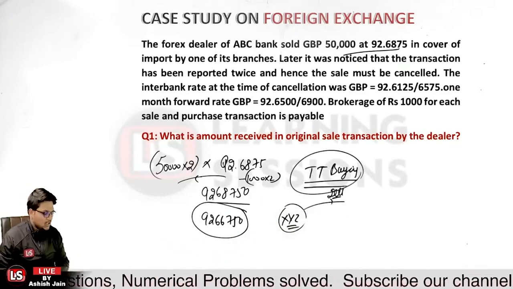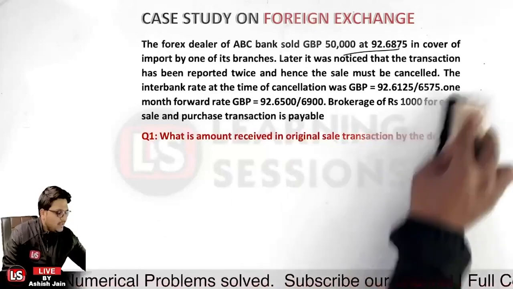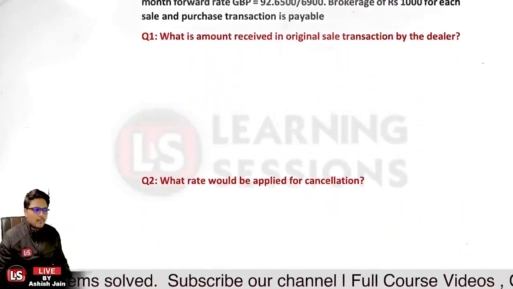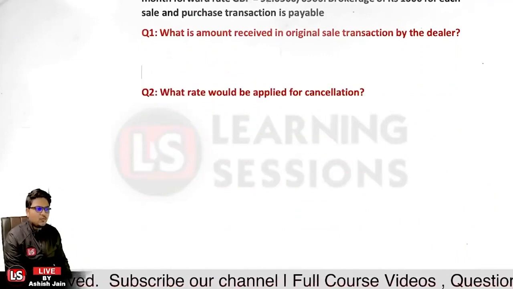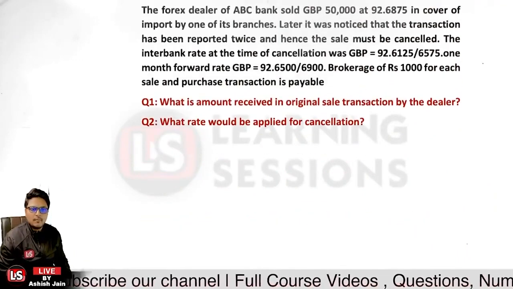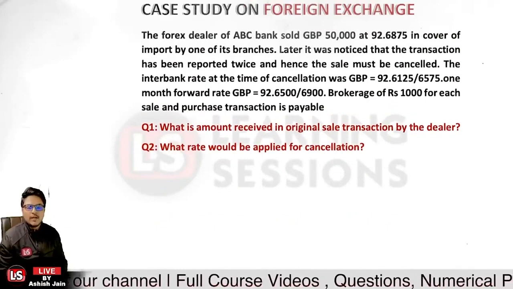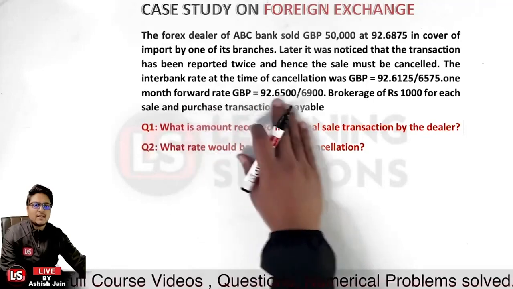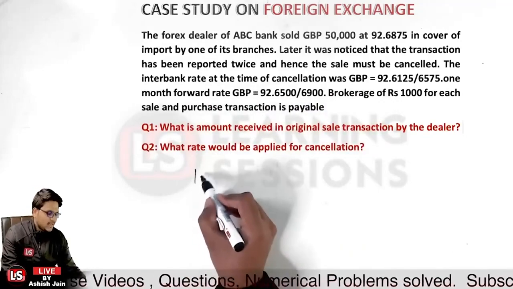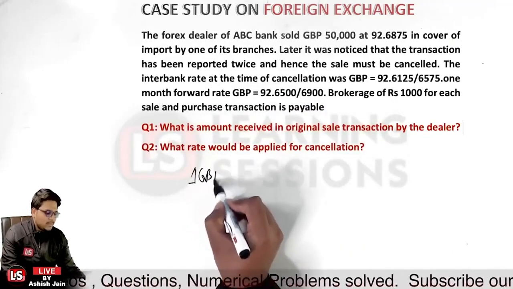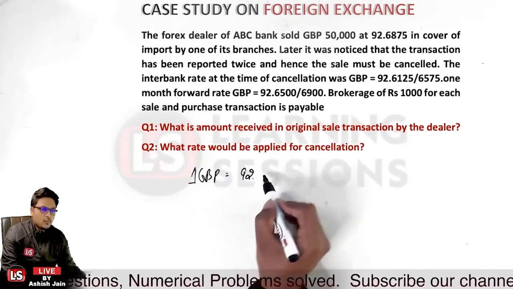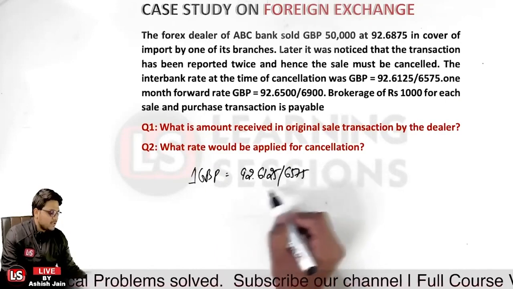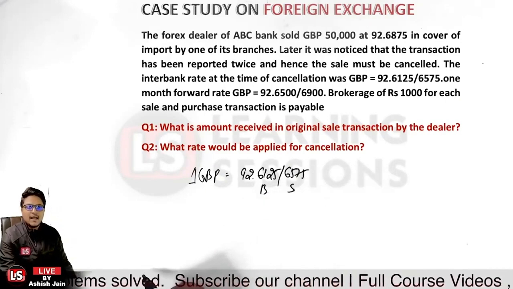Okay, now let's move to the next question. Question number 2. What rate would be applied for cancellation? It is clearly given that the interbank rate at the time of cancellation is 1 GBP equal to 92.6125 slash 6575. So this is the buying rate, this is the selling rate, and this is at the time of cancellation.